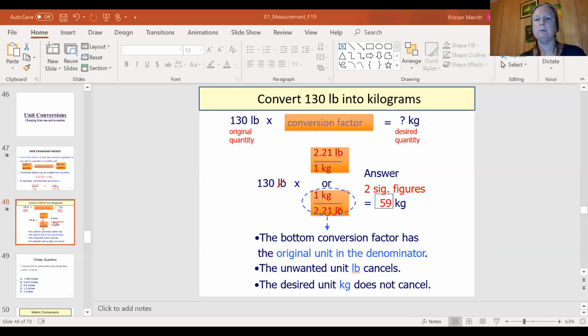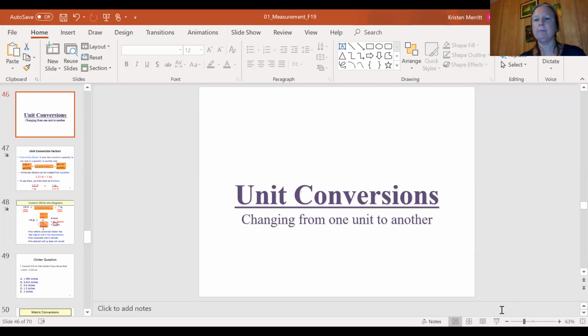Okay, so this is part 3 of the measurements lecture, the final part, and it is about the conversions. So going to PowerPoint. Actually, let's go here first.